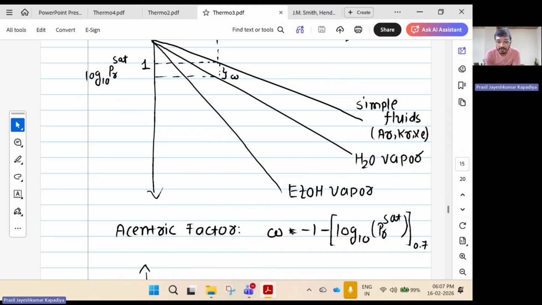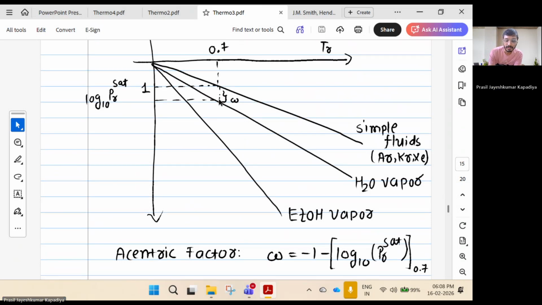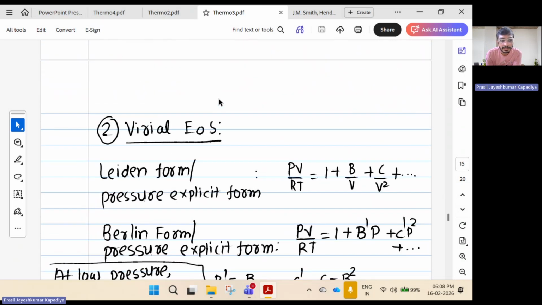The acentric factor is defined as omega = -1 - log10 PR sat at TR = 0.7. So when TR is 0.7, we calculate log PR sat, and then use this formula. So it is just a deviation, and omega is basically giving an idea of the sphericity of the molecule. Okay, so this we studied.